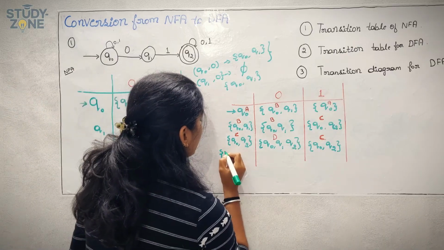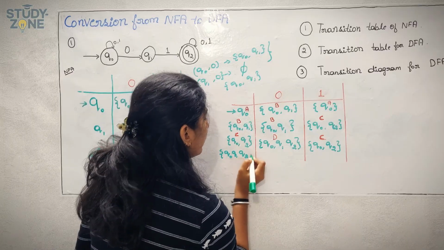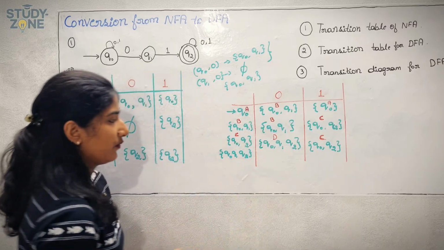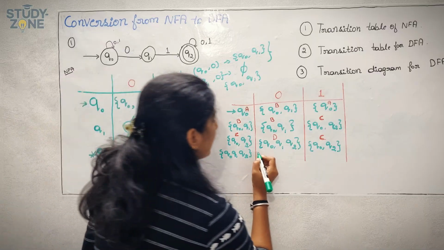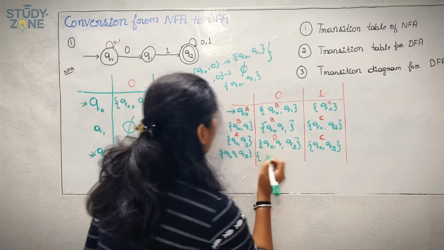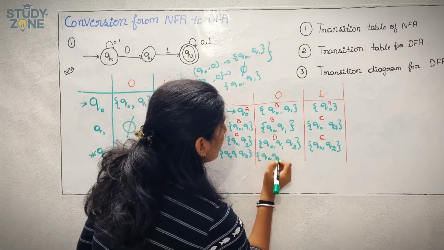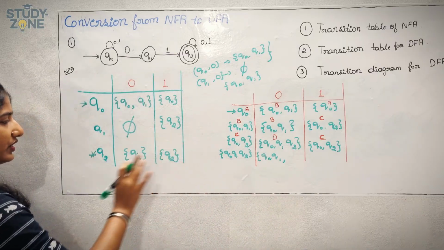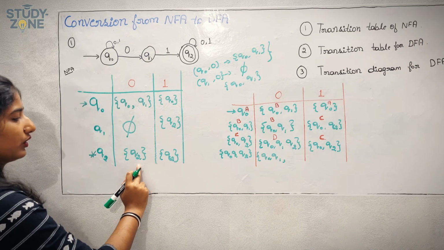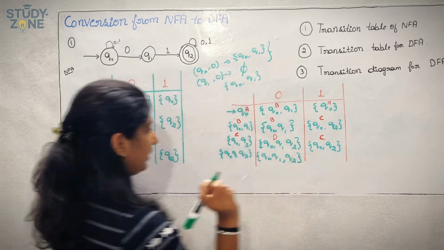So that is Q0, Q1, Q2, that is D. Now we have to check it for Q0, Q1, Q2, all these terms. Q0 on 0: Q0, Q1. Q1 on 0: null set, no need to mention it. And Q2 on 0: Q2 only. So Q0, Q1, Q2, done.